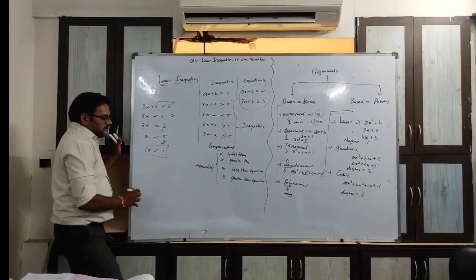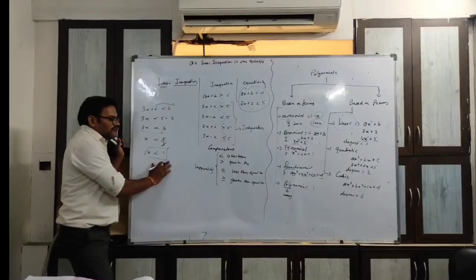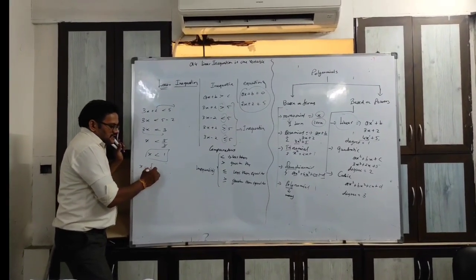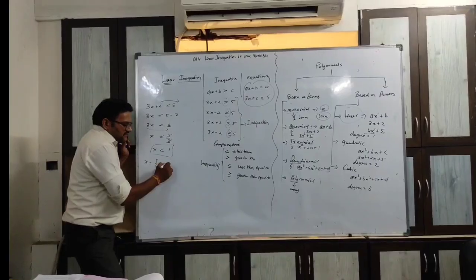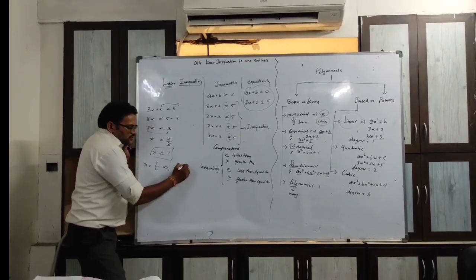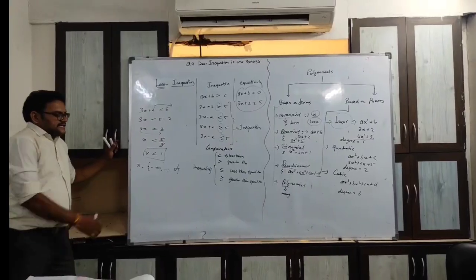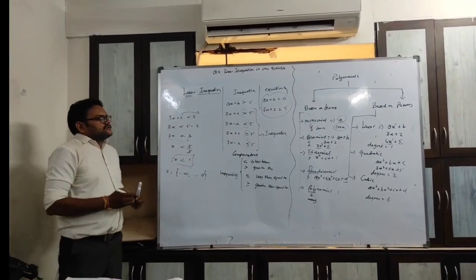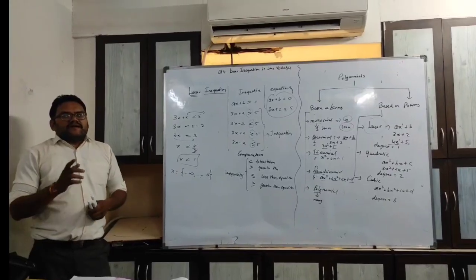Now x less than 1, it means what? That your value will be below 1. That is, the starting point will be minus infinity to 0, I will say. Reason is, it is less than 1. That's why. Now, we need to see the conditions that when it is.